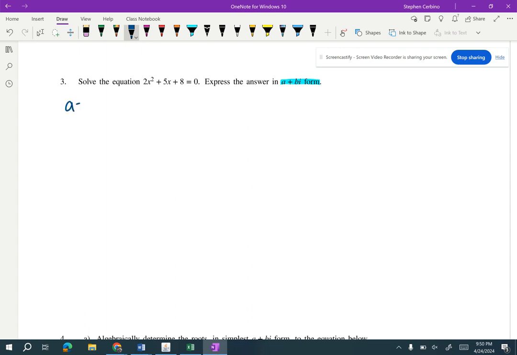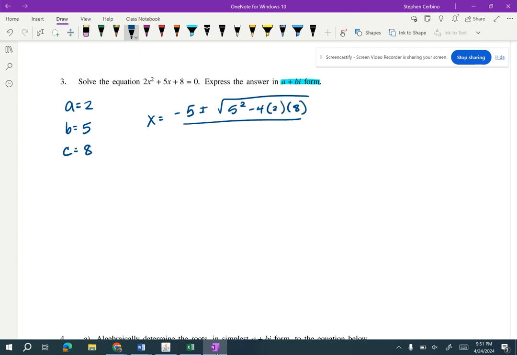So again, it's quadratic formula. A is 2, B is 5. Luckily, these are smaller numbers to deal with. And C is 8. So we can say x equals the opposite of b plus or minus the square root of b squared minus 4 times 2 times 8, all divided by 2 times 2.